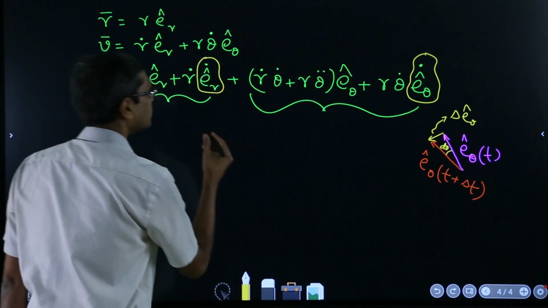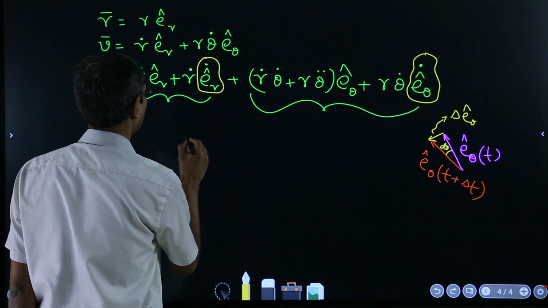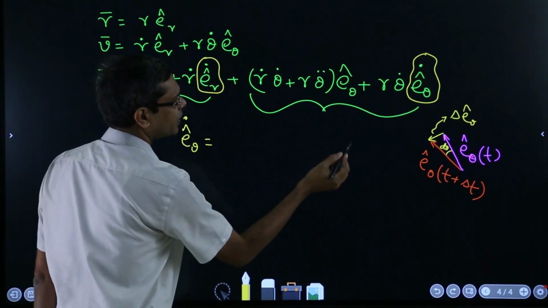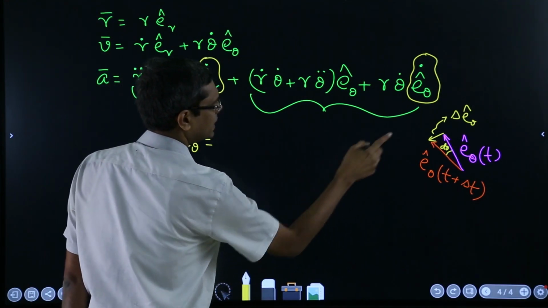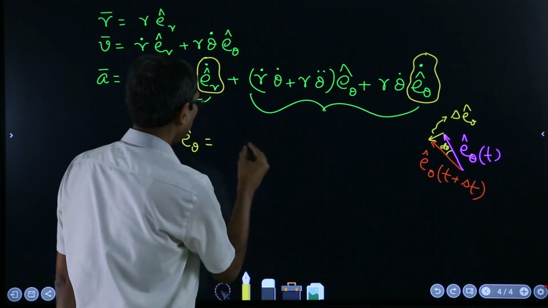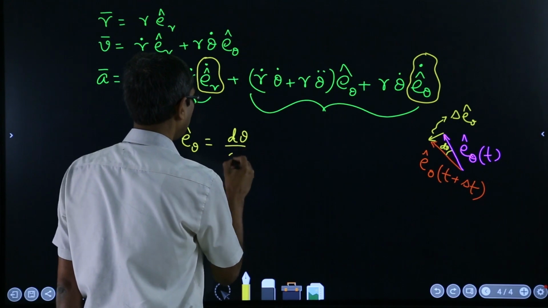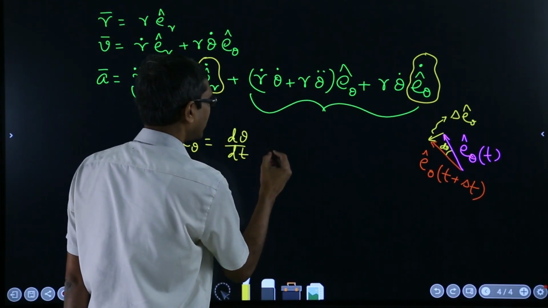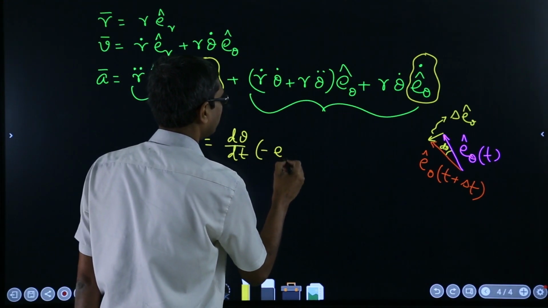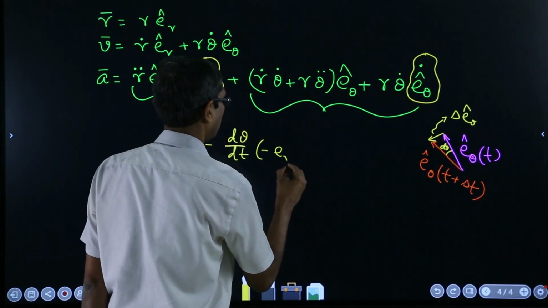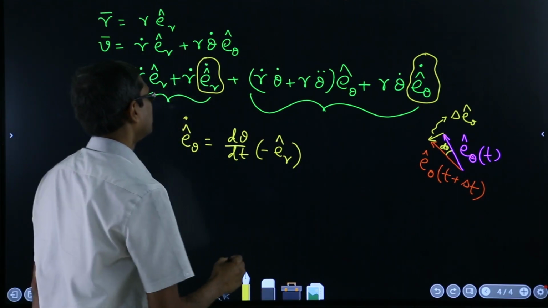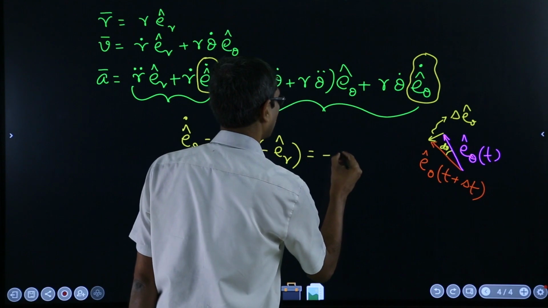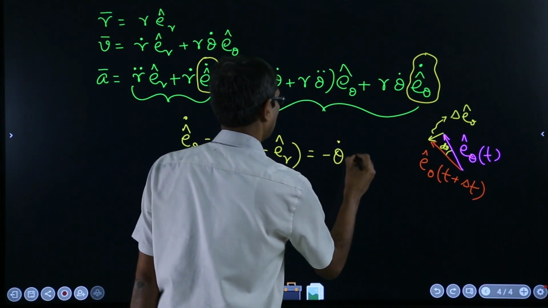So I can just write here that e theta dot, magnitude-wise, will be d theta over dt, because this is the length, and its direction is in the negative r direction. So I can simply write negative theta dot e_r.